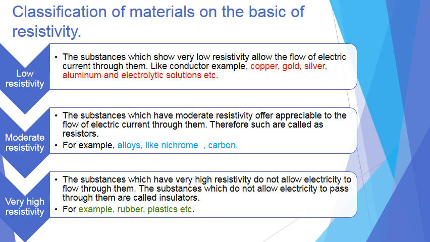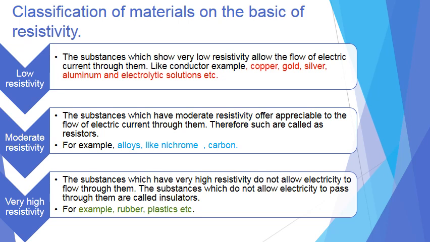Okay. Number two, moderate resistivity. Suppose you are taking any substance which has moderate resistivity, moderate meaning in between. It will offer some resistance, allowing some of the electric current to flow through it. They are known as resistors. A resistor is a small device present inside a lot of things. For example, alloys like nichrome wire.